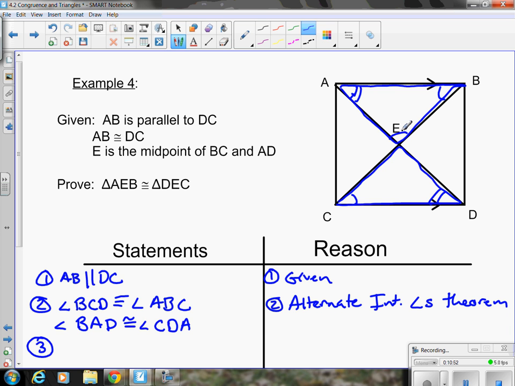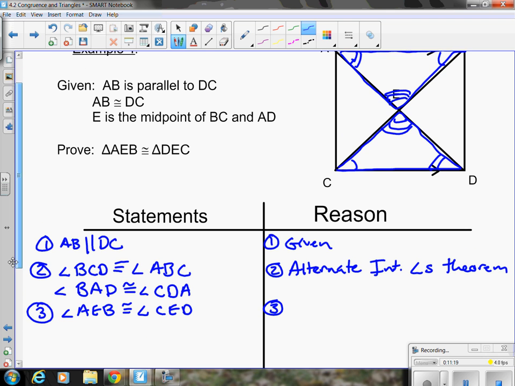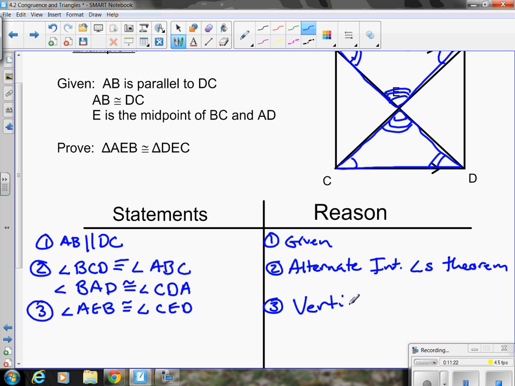Now I need to show my third angles are congruent. And we have two options for a reason for that. Why is this angle congruent to that angle? Angle AEB congruent to angle CED. Like I said, we have two options. Those are vertical angles, but we could also use that third angles theorem at this point. So I'll write vertical angles. We'll be using that one a lot. There's supposed to be an E in there. It kind of got blotted.